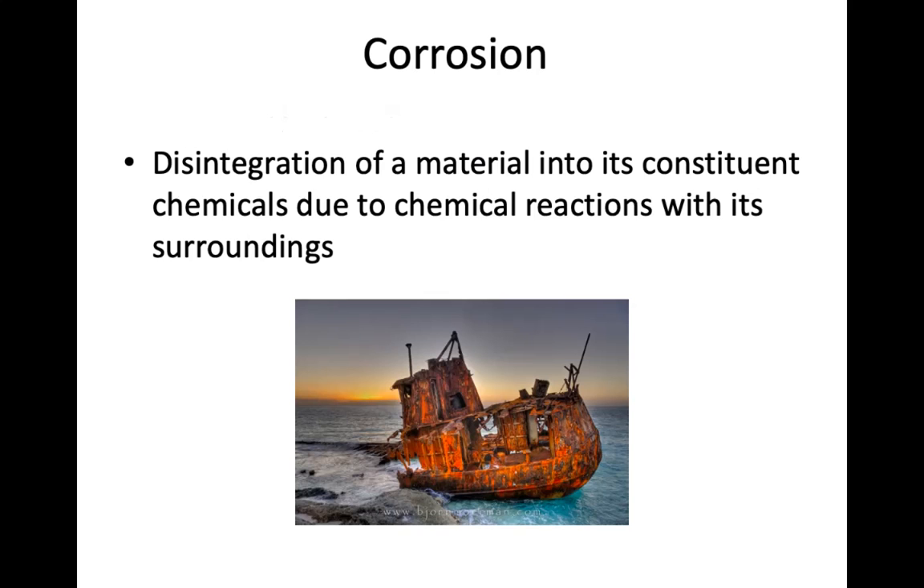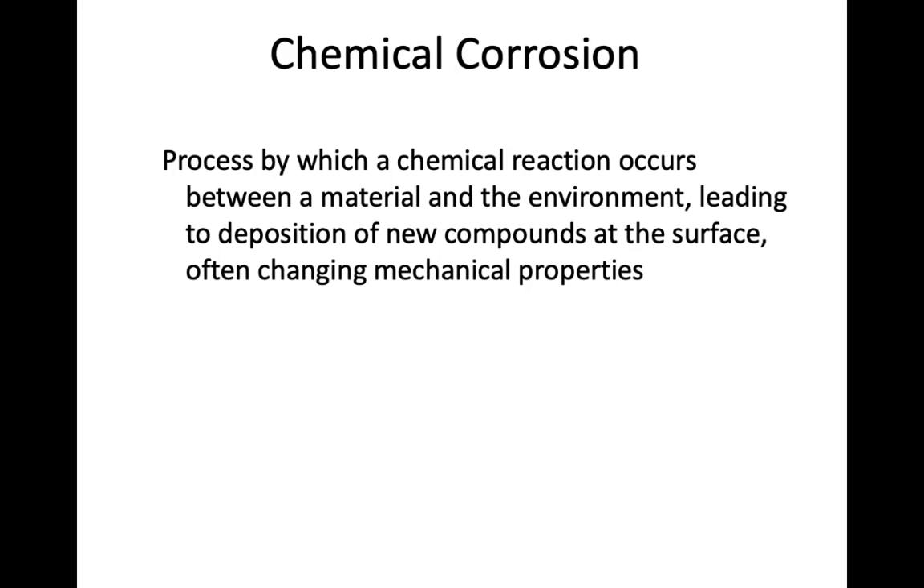Next, corrosion. Metals are susceptible to corrosion, which is a disintegration of a material into its constituent chemicals due to chemical reactions with its surroundings. There are many flavors of corrosion, including chemical corrosion, which is a process by which a chemical reaction occurs between a material and the environment, leading to deposition of new compounds at the surface, often changing mechanical properties.